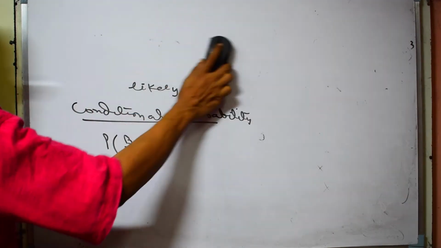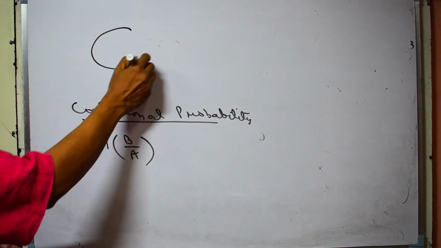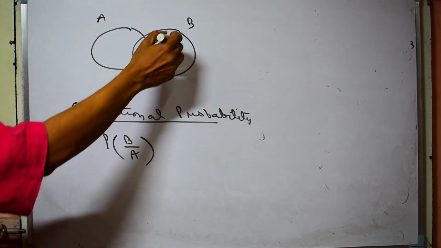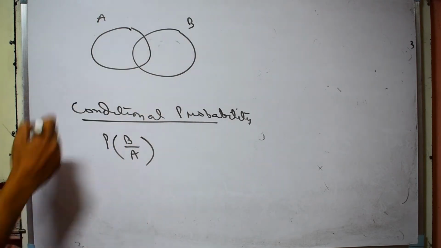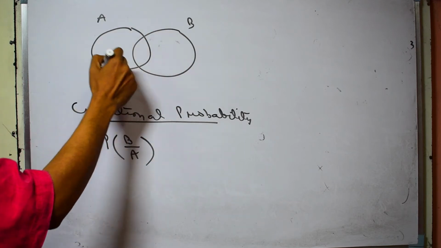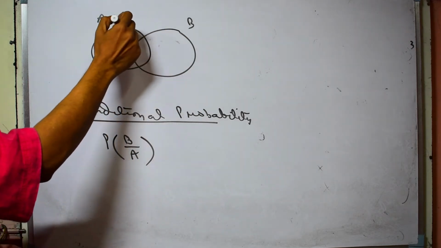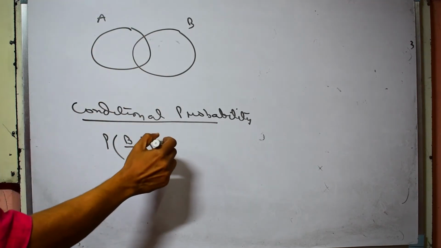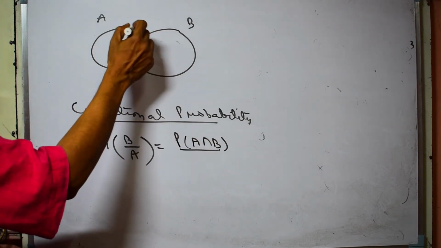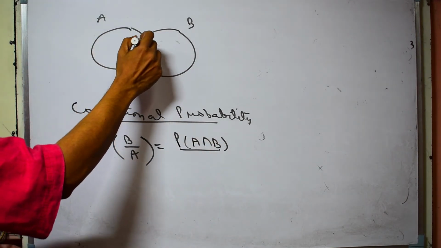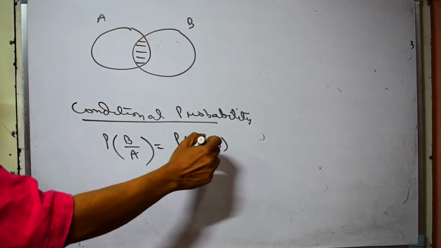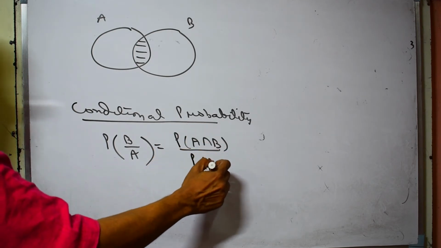So in this diagram, if I consider this is A and this is B, then we can understand that B by A means the portion of B included in A. The total A portion is this. How much of that portion includes B? So the formula of B by A: total A is this much, but this portion is common with B. So A intersection B, this common portion, will be the numerator, and the denominator will be the whole of A.